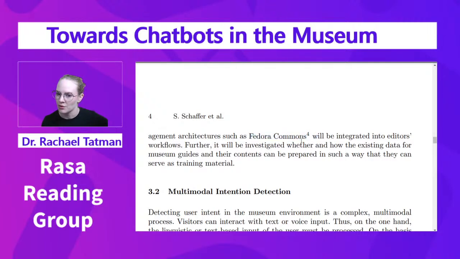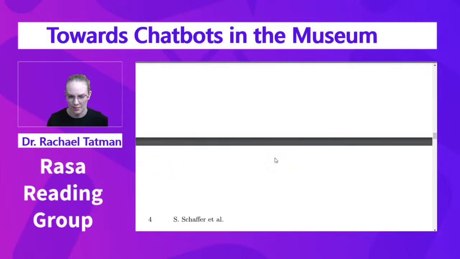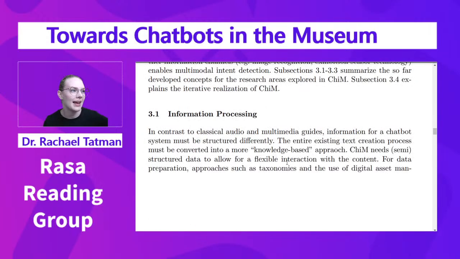I'm not familiar with Fedora Commons. I'm guessing based on the name that it's open source. Further, it will be investigated whether and how the existing data for museum guides and their contents can be prepared in such a way that they can serve as training material. So basically they're saying, hey, we're going to need to do a lot of data preparation and organization and structuring and tagging.